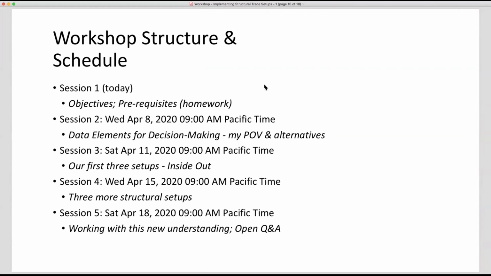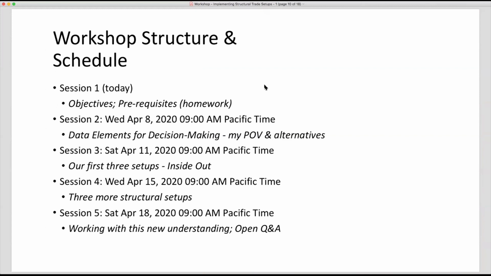So how we're going to deliver all the material that relates to this is against the following schedule. Session 1 is today, and I've set out the objectives. I'm going through the structure now, and after this chat, I'm going to go through some of the prerequisites and your homework. Our next session is on Wednesday.